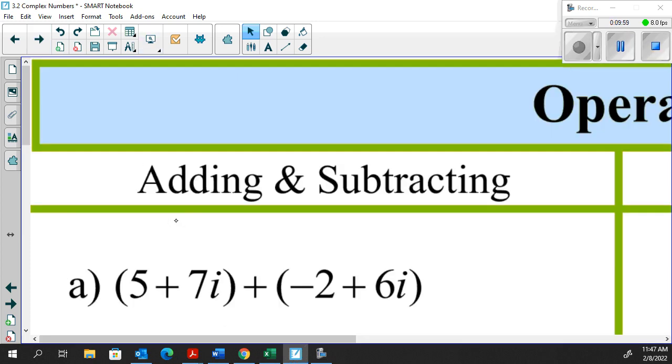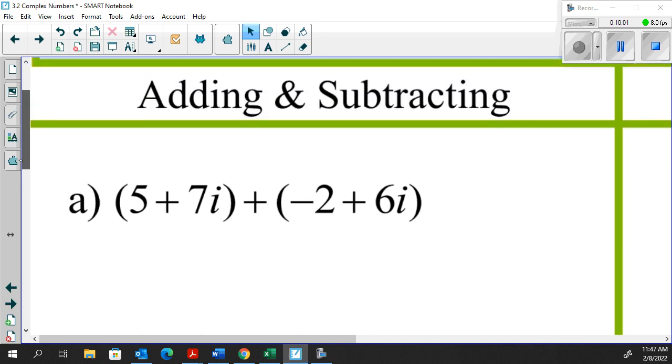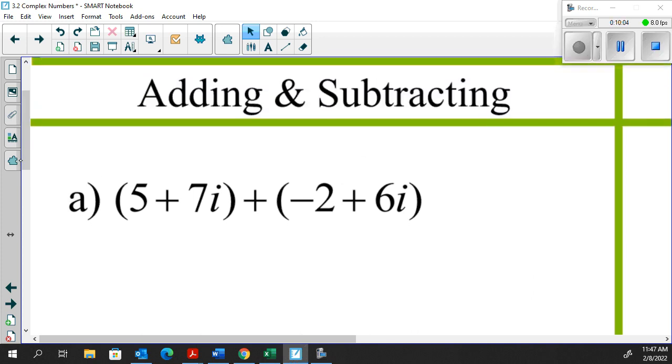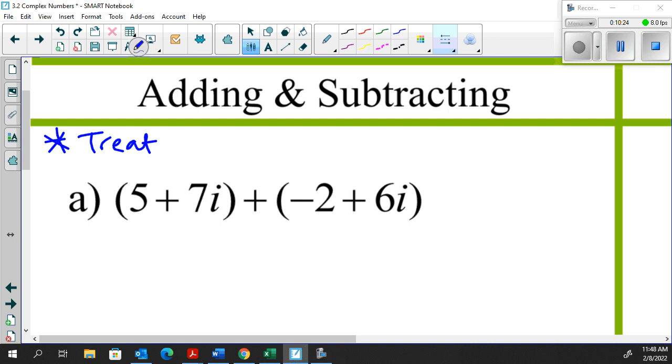So we're going to do operations with these things. That might look really strange. 5 plus 7i plus -2 plus 6i. Might look weird to you. There's a pretty easy rule that we need to follow that is going to make this hopefully feel a little bit more simple. Here's the rule. You are going to treat i like a variable. So pretend that i is the same thing as x. And then you just do everything the same way you would have normally done it.